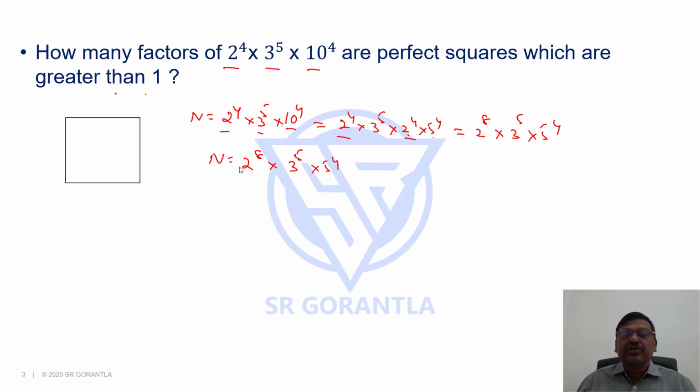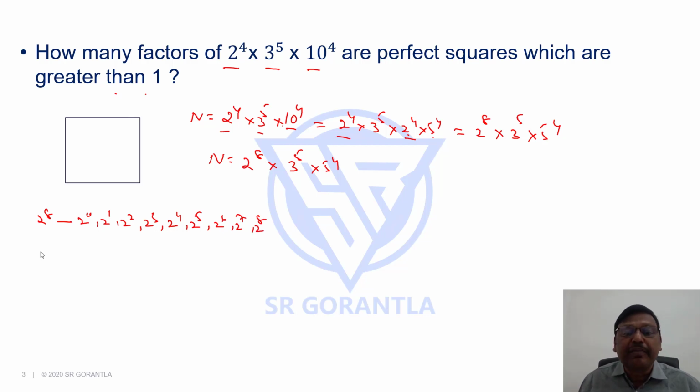So the given number is now in the form of 2 power 8, 3 power 5 and 5 power 4. Students, if you consider 2 power 8, what are the factors of 2 power 8? The factors of 2 power 8 are 2 power 0, 2 power 1, 2 square, 2 cube, 2 power 4, 2 power 5, 2 power 6, 2 power 7, 2 power 8. These are all factors of 2 power 8. But we need perfect squares.